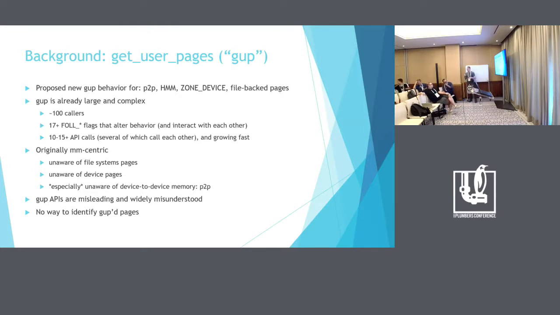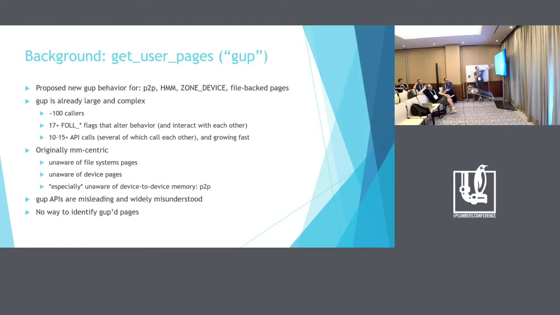Okay, so I was kind of tossed into this just to give you another facet of this, which is the get user pages part. And the thing here is that we're proposing all this new behavior, mainly for get user pages, and we're stacking on top of a very large complex system. So we find that we can't just pop up and say, okay, we've got all this new peer-to-peer stuff. We want to have all these things that Jason has been talking about, all this new behavior. But we're sitting on top of this, I'm abbreviating get user pages as GUP.